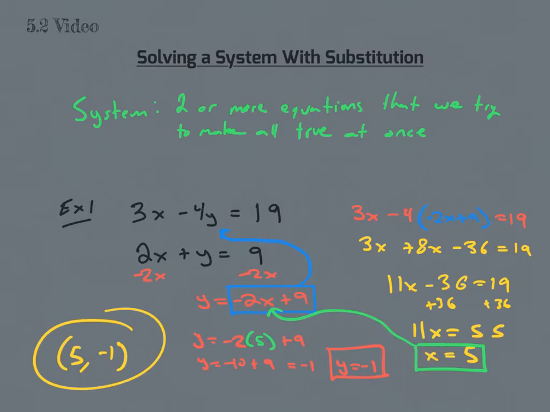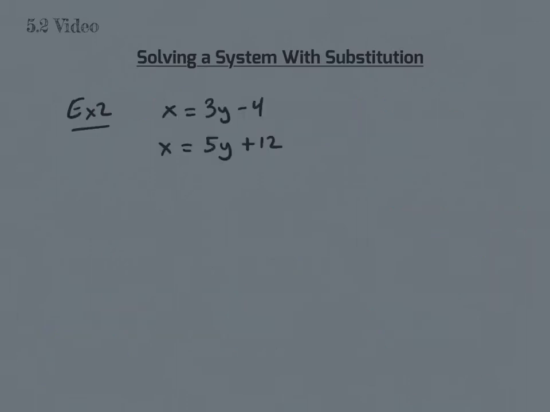Let's try another example. In this problem, I actually already have a variable by itself. It's x, and it's x in both equations. So with these problems, it's kind of like you're just setting both equal to each other. I'm going to take from my second equation the 5y plus 12, because that's what x equals, and substitute it into x in the first equation. So I get 5y plus 12 equals 3y minus 4. This goes back to early in the year, so subtract 3y from both sides, and I get 2y plus 12 equals negative 4. Subtract 12. 2y equals negative 16, so y equals negative 8.